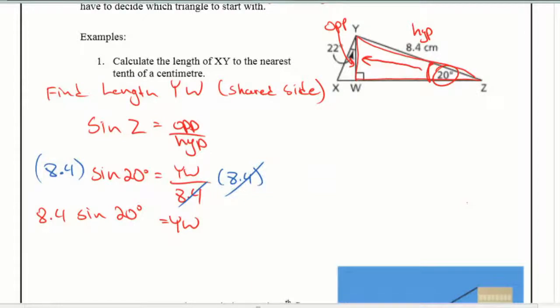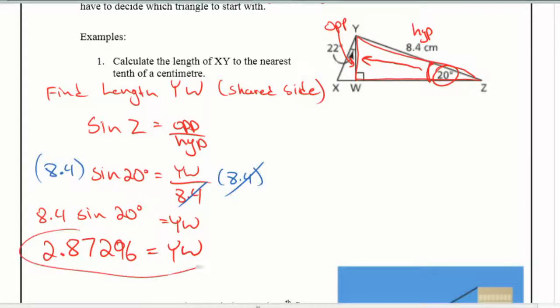And I'm going to use a few decimal places, so I'm going to write it as 2.87296. Because I'm going to have to use this, my shared side, in the second problem, I want to carry as many decimal places as I can. Now, I'm going to keep, or try to keep, all those digits in my calculator and go from there. But if I somehow get them erased, at least I have it written down there. All right, so that's the shared side.